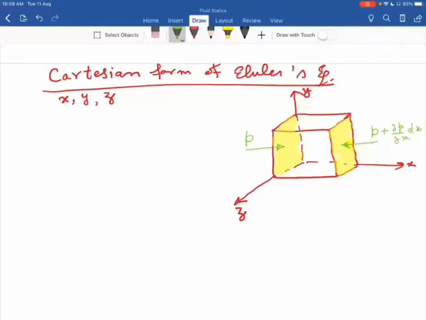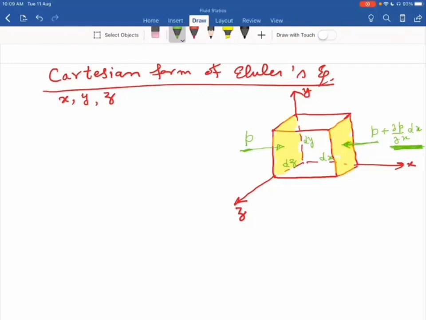Now say these dimensions are dx, dy, and dz. Along the x-axis, the block has dimension dx; along the y-axis, dimension dy; and along the z-axis, dimension dz. So the pressure intensities we can mark as P along the x-axis. On the other face, it is P plus a small increment in P along x direction. In mathematical form, we can write it as curly P by curly x into dx.